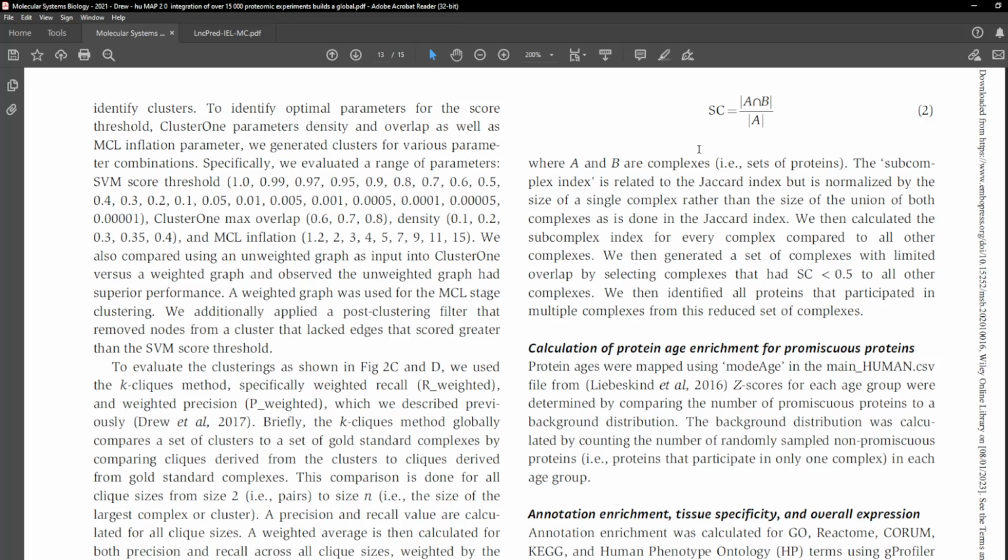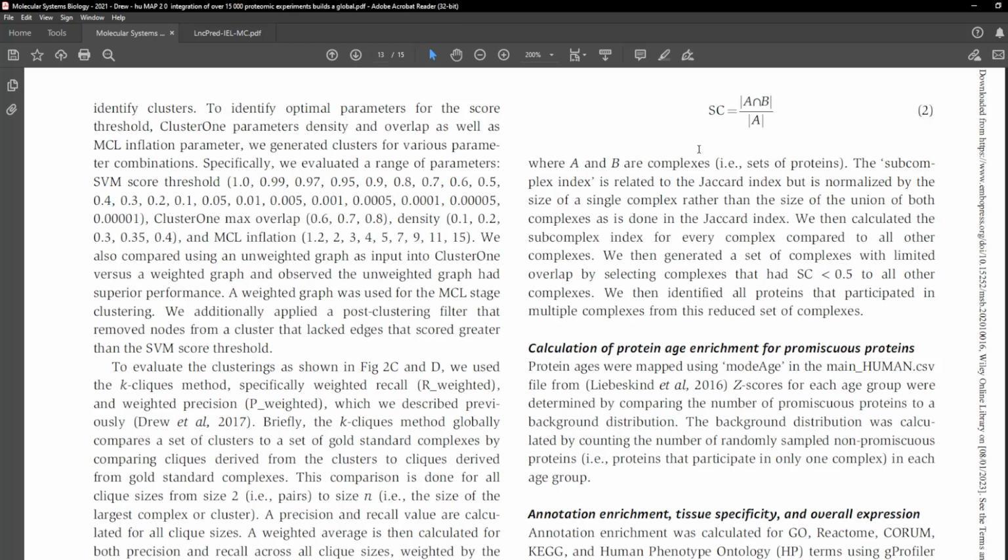A precision and recall value are calculated for all clique sizes. A weighted average is then calculated for both precision and recall across all clique sizes, weighted by the number of clusters with size greater than or equal to the clique size. This is to limit the bias effect that larger clusters will have on the final precision or recall value.